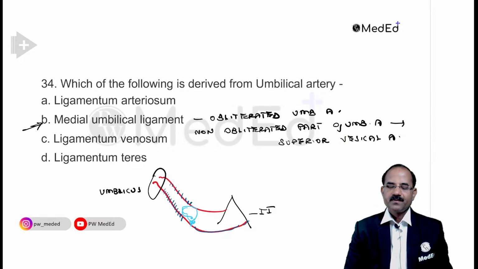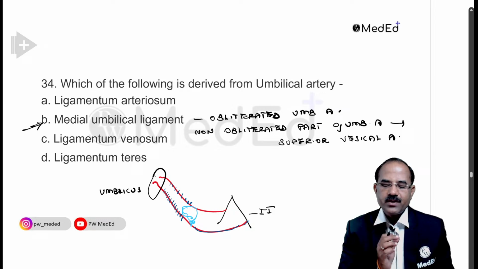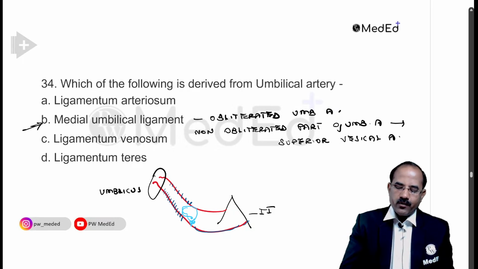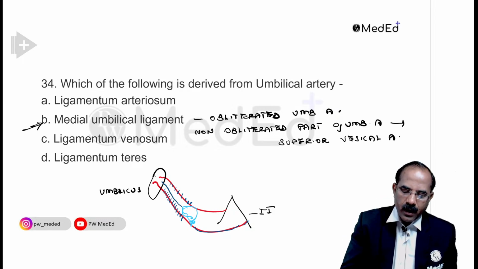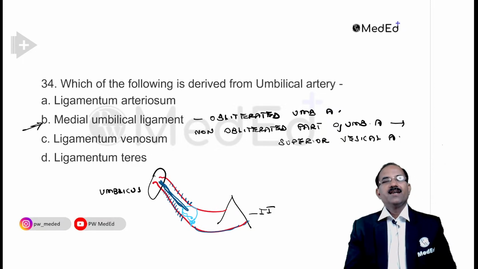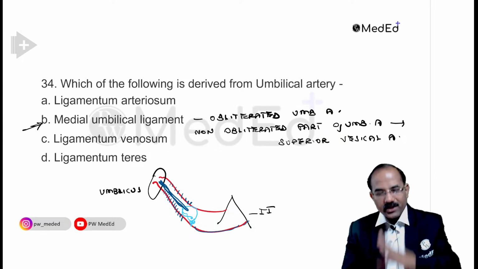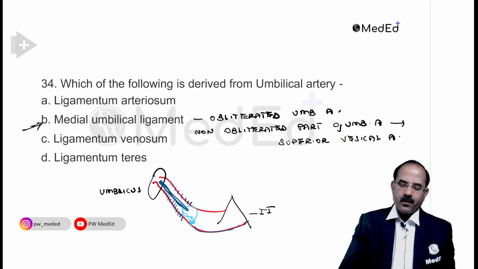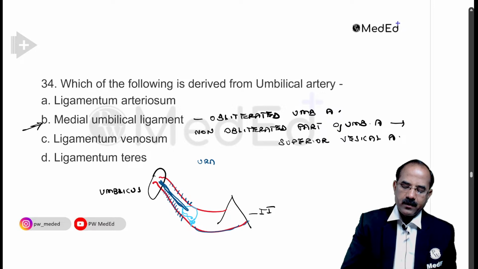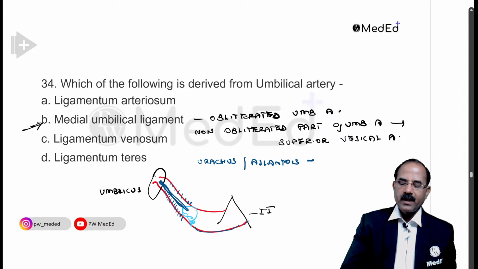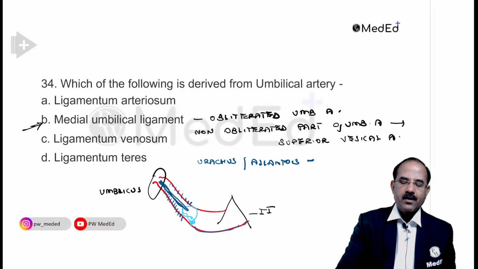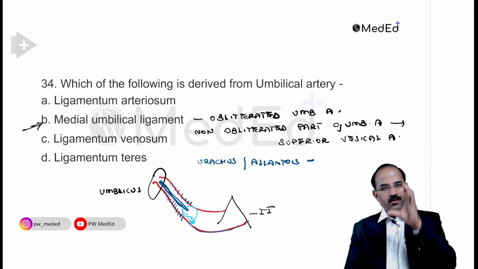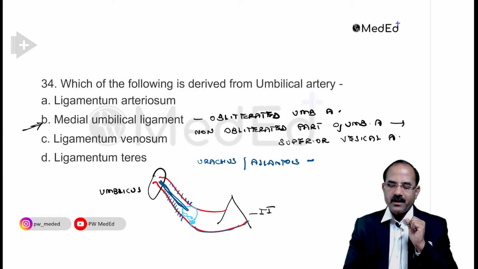Understanding? Now, in fetal life, students, from the apex of the bladder to the umbilicus, there's a connection. And what is this known as? That is known as a urachus or allantois. So what is urachus or allantois? It's a connection from the apex of the bladder to the umbilicus.